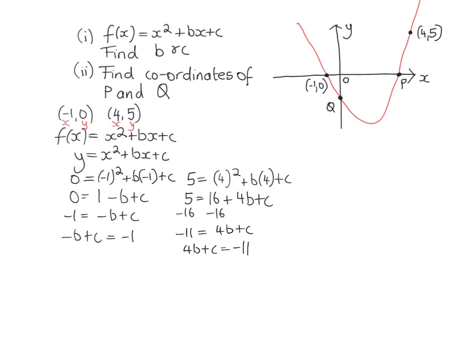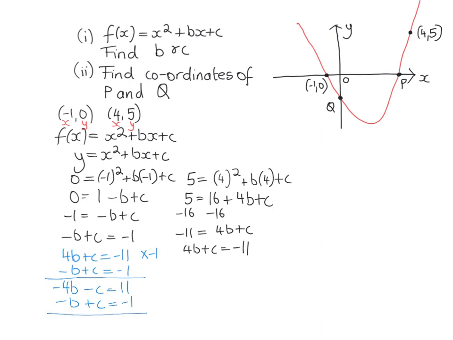So I'm going to write them down here. I might do this bit in blue. So we get 4b plus c is equal to minus 11. Minus b plus c is equal to minus 1. I'm going to multiply the top line by minus 1. And we'll get down here that this is minus 4b minus c is equal to 11. And then here this will stay as minus b plus c is equal to minus 1.